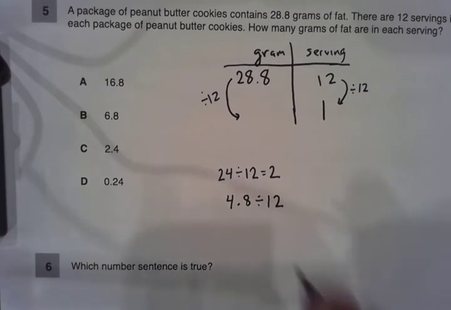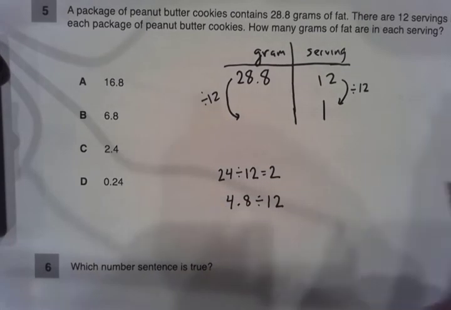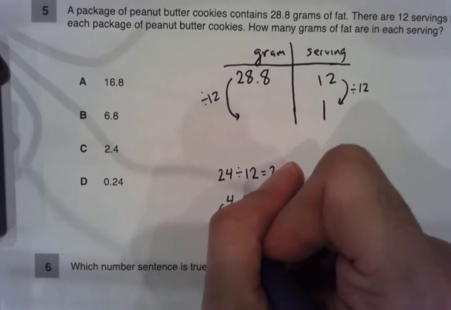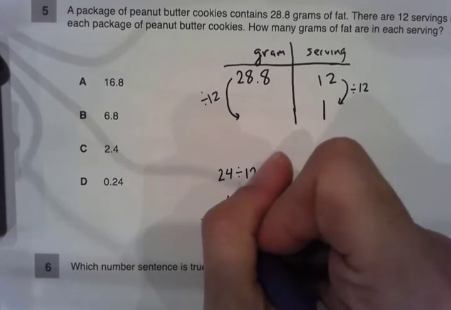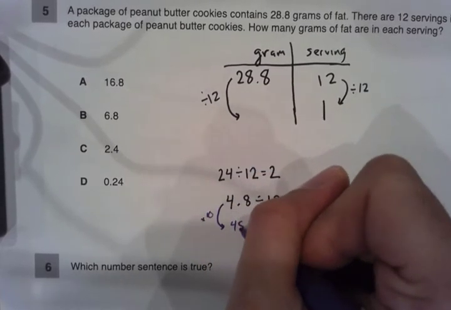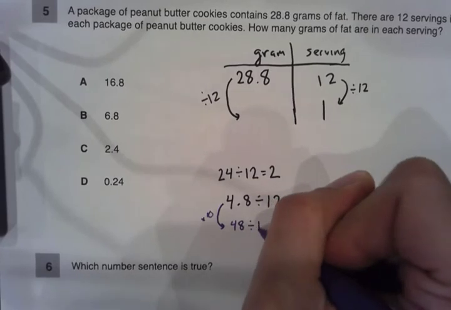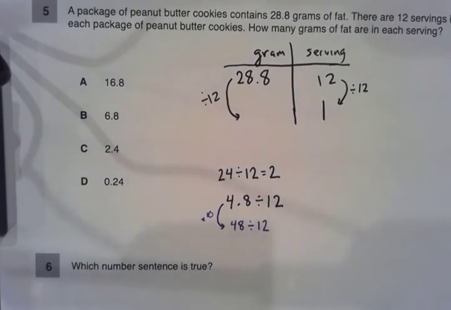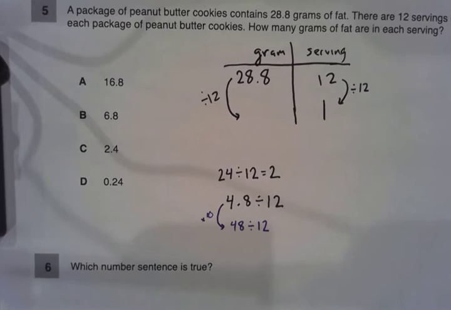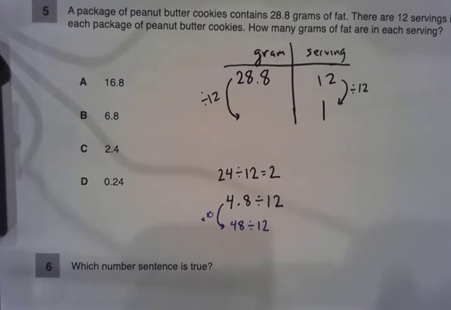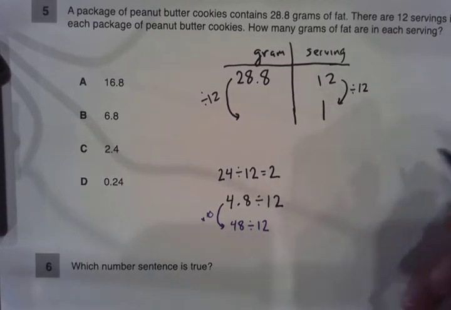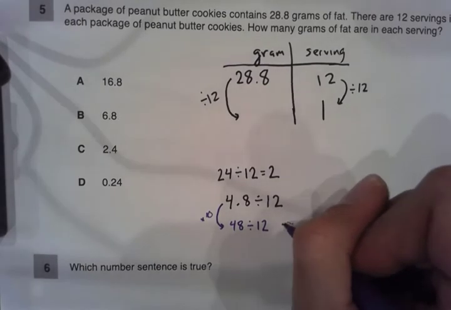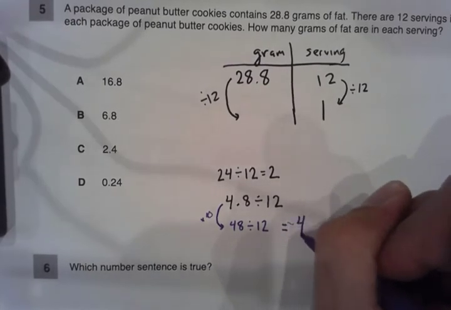For example, if I multiply only 4.8 by 10, I'm going to get 48. Now, 48 divided by 12, that is a problem I do know how to do. 48 divided by 12, well, that is just going to be 4.